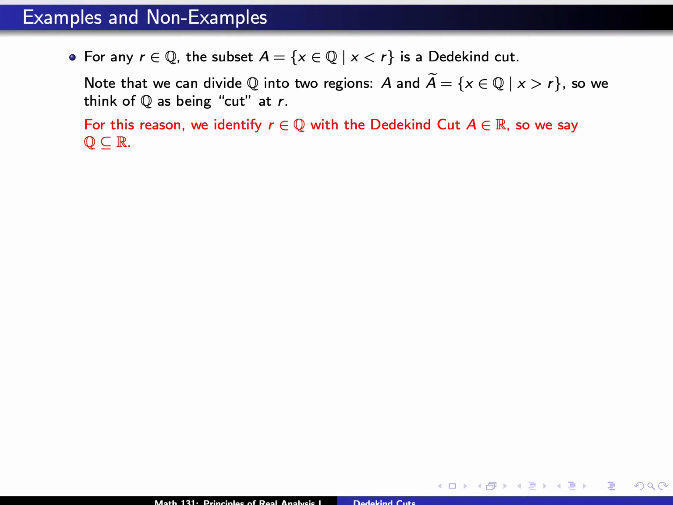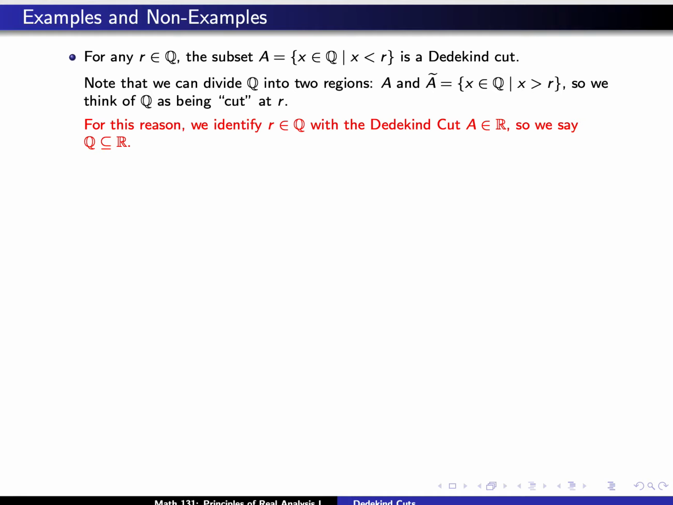Let's first talk about some examples and non-examples before we go any further. Fix a rational number R and consider a subset A that's the set of all rational numbers x less than R. You can think of these as all of the rational numbers to the left of the given rational number R. We claim that this subset is a Dedekind cut.